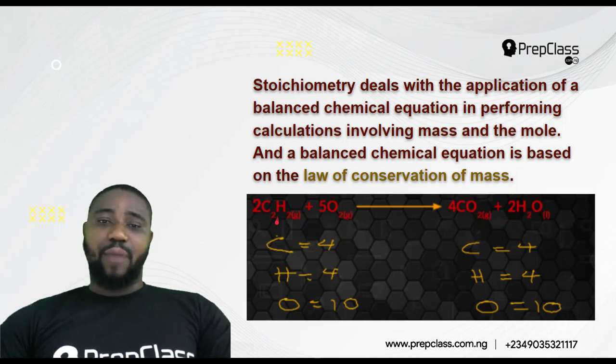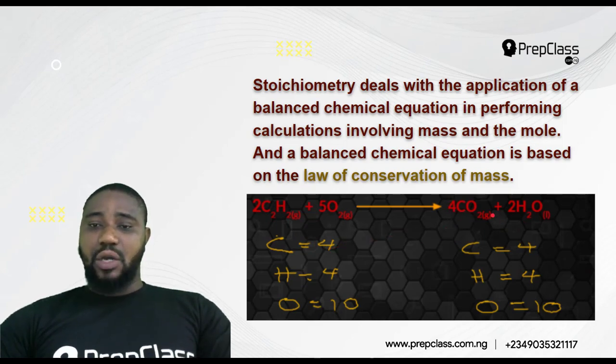So if you look here, for carbon, 2 times 2, carbon is 4 here. Then on the product side, it is still 4, because this 4 is for both carbon and oxygen. So carbon is balanced. Hydrogen is 2 times 2 here, which is 4. And here it is 2 times 2, which is 4. Oxygen is 2 times 5, which is 10 here. And 2 times 4, which is 8, plus 2, 10.